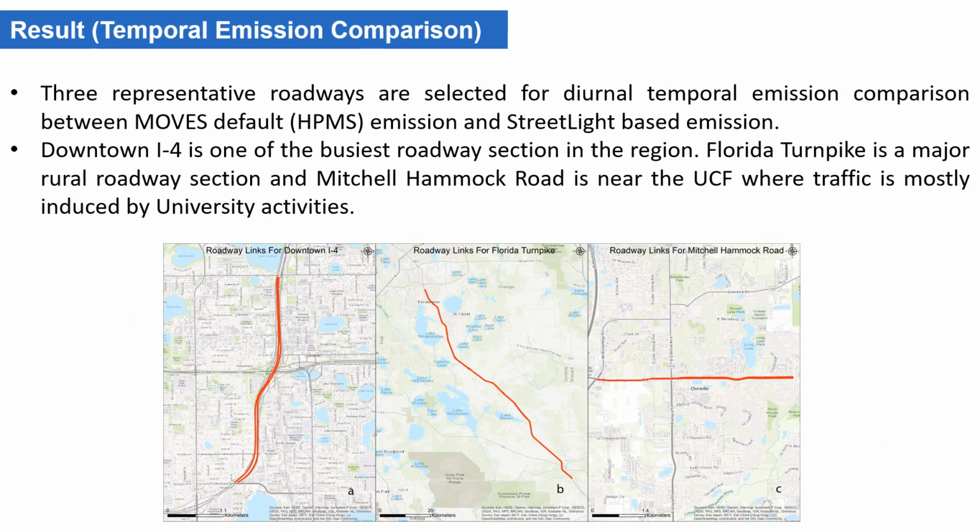For temporal diurnal emission estimation and comparison, we selected three distinct roadway sections in Central Florida. One is Orlando downtown I-4, second is the Florida Turnpike, and the last is the Michelle Hammock Road.